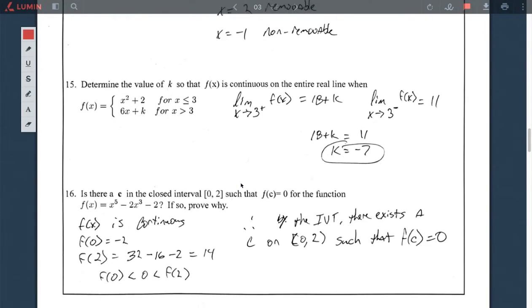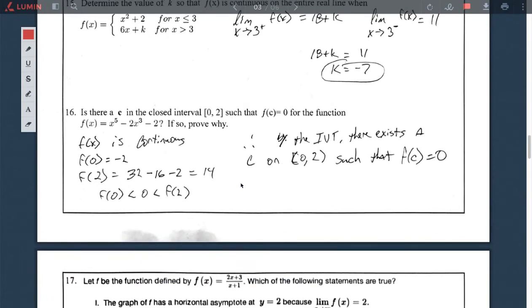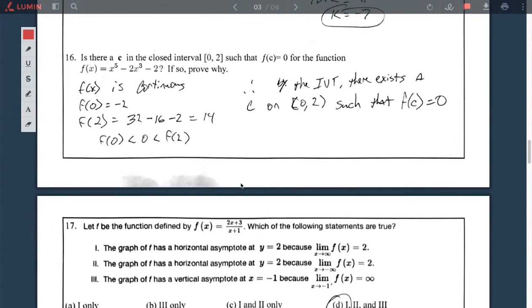We looked at 15 in class today. We looked at 16 in class today as well.